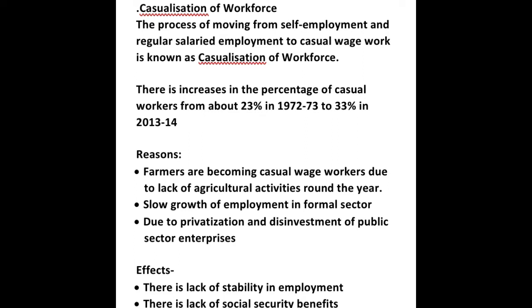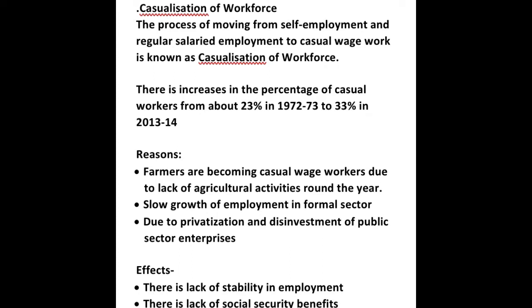Casualization indicates that people who were employed in secure jobs, either they were doing their own work, that is they were self-employed, or they were having regular salaried employment in which they were entitled to social security benefits. Due to some reason, they have now become casual wage workers and now they do not have the security of payment on a daily basis, and social security benefits are also denied to them.